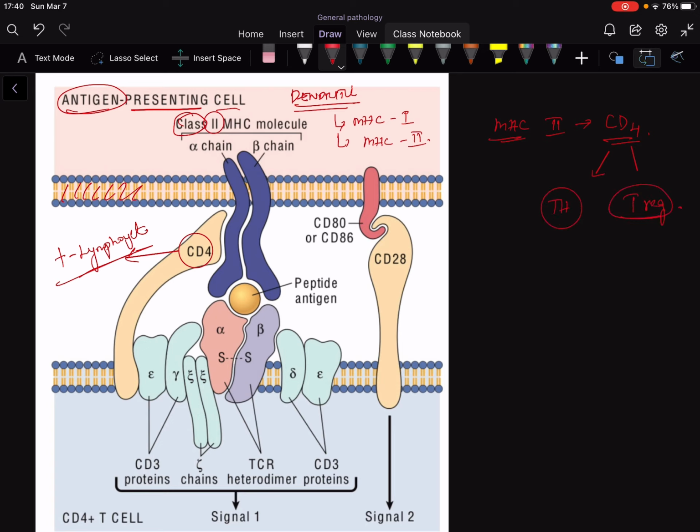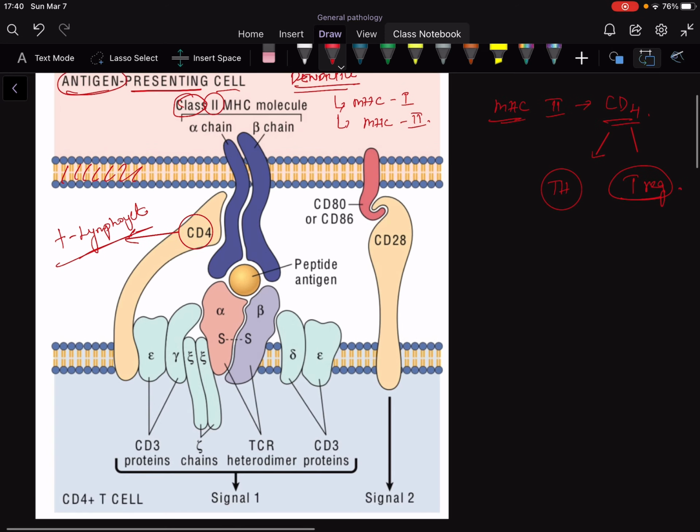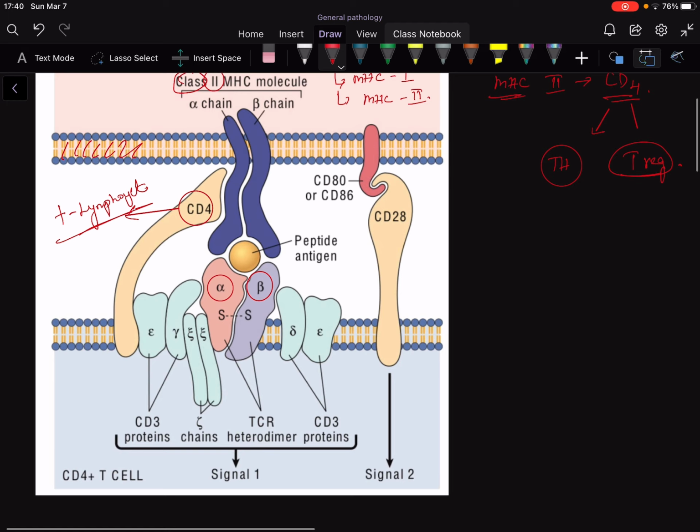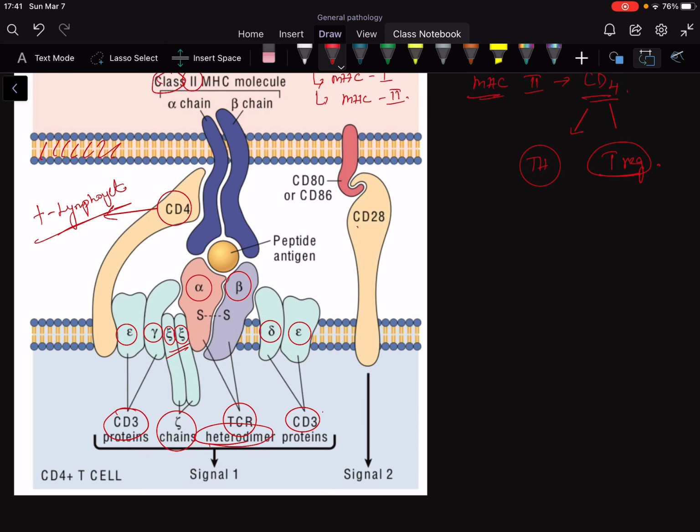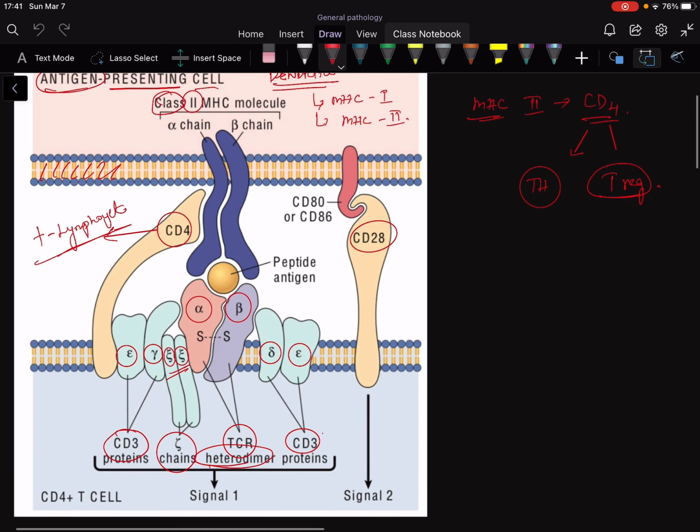As you can see, the alpha and beta type entirely consists of the T cell receptor. Here are the CD3 proteins. Here are two CD3 proteins, one consisting of epsilon and gamma, and here is the CD3 protein with epsilon and delta. And here is the zeta chain. The zeta chain consists of two Z proteins. Aside from that, there are also hook proteins. They look like a hook, so I named them hook proteins in order to remember.